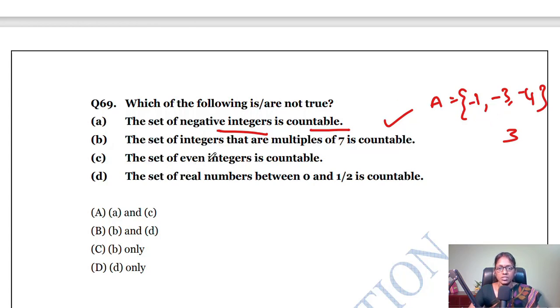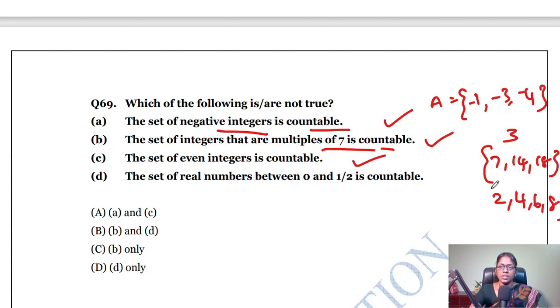The set of integers that are multiples of 7 is countable. So that is also countable. 7, 14, 18. So how many multiples of 7? That is also countable. So statement 2 is also correct. And the third one, the set of even integers is also countable. The set of multiples of 7 is countable, then the set 2, 4, 6, 8. So this is also countable.